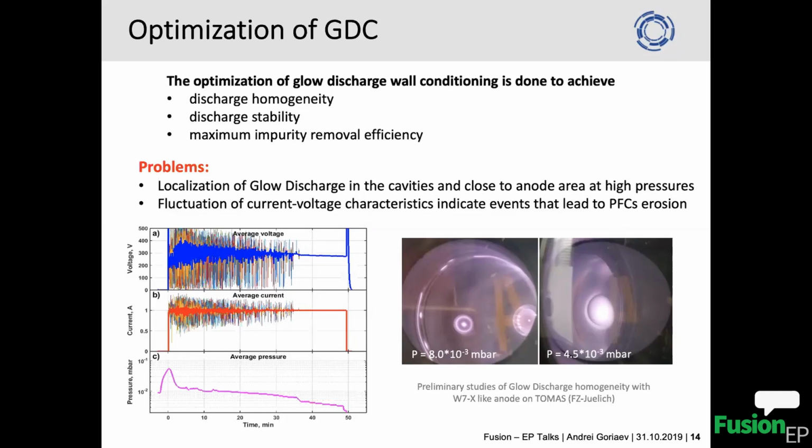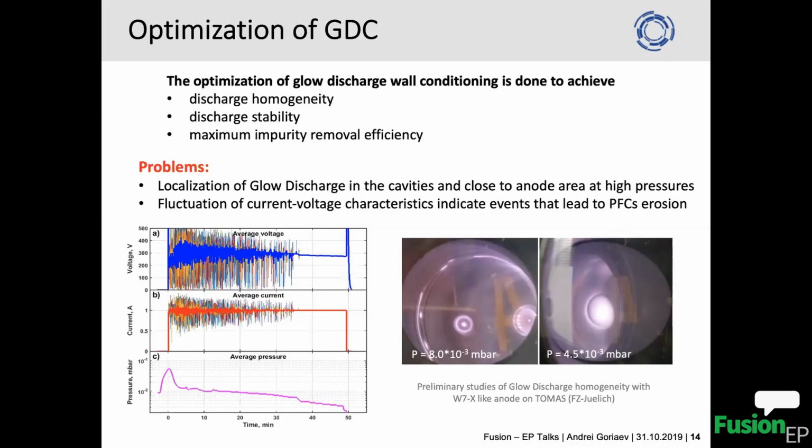I mean, for removal efficiency, you can play with glow discharge parameters. Mainly it's glow discharge voltage and glow discharge pressure. And when you find the right set of those parameters, like voltage and pressure, you can get the maximum removal efficiency, avoid sputtering, because glow discharge can cause sputtering and plasma facing components erosion, and have a more or less stable discharge.